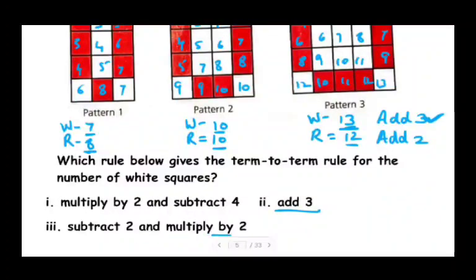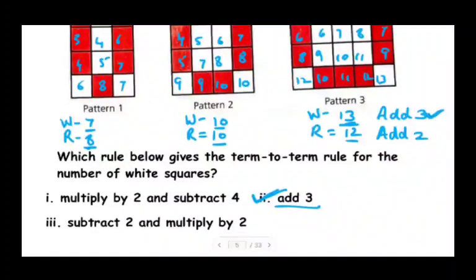Subtract 2 and multiply by 2. So minus 2 gives me 5 and multiply by 2 gives me 10. Okay, subtract 2 first. So subtract 2 from 10 and that is 8, and multiply by 2 gives me 16, and I have 13. So this is also not the term to term rule for this pattern. So we were right. The term to term rule is add 3.